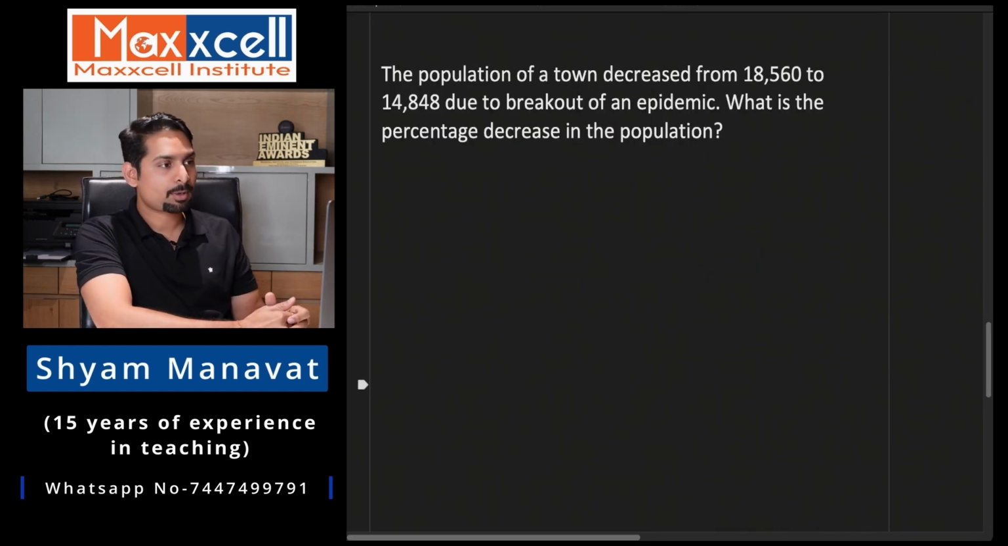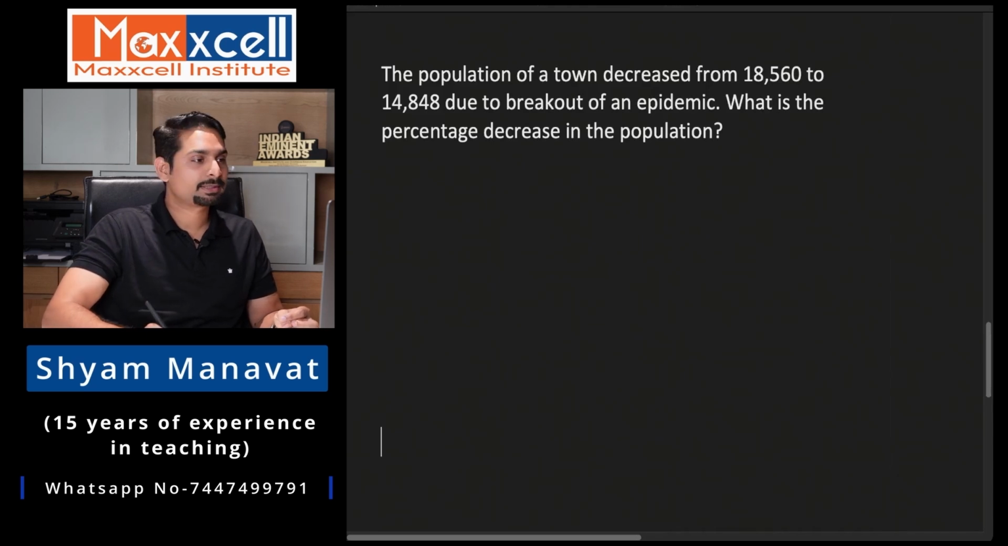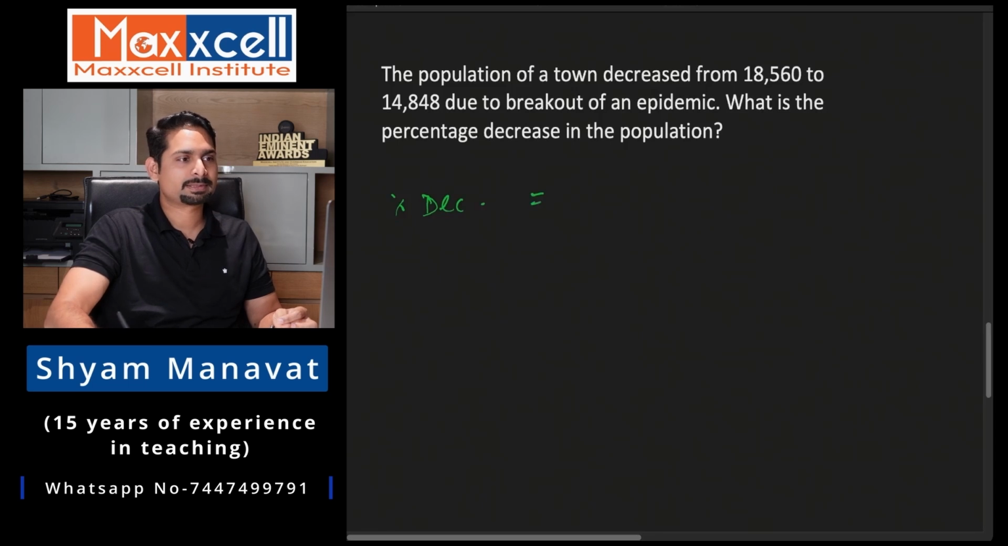So the next question is: the population of a town decreased from 18,560 to 14,848 due to the outbreak of an epidemic. Okay, that's sad. But let's see what is the percentage decrease in that case. So percentage decrease here would be, as I said, the difference. Difference is 18560 minus 14848. Look at the difference here.